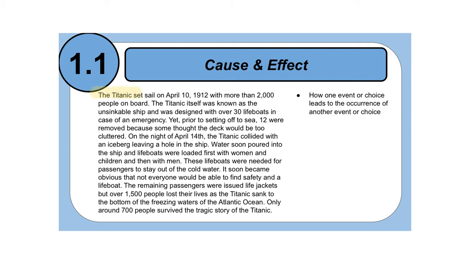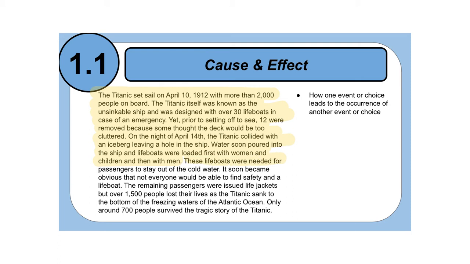The Titanic set sail on April 10, 1912, with more than 2,000 people on board. The Titanic itself was known as the unsinkable ship and was designed with over 30 lifeboats in case of an emergency. Yet prior to setting off to sea, 12 were removed because some thought the deck would be too cluttered. On the night of April 14th, the Titanic collided with an iceberg, leaving a hole in the ship. Water soon poured into the ship, and lifeboats were loaded first with women and children and then with men.